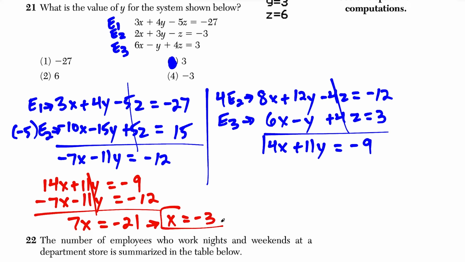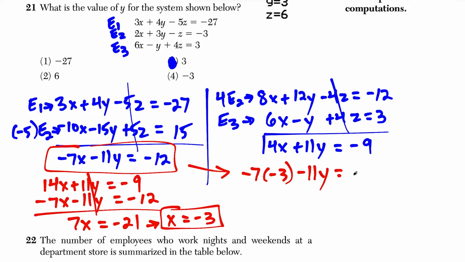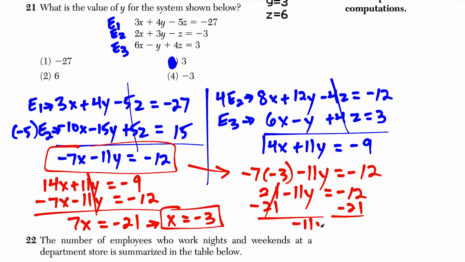And then once we have our x value here, we could plug into any one of these equations to solve for y. I'm going to plug into this one over here. So this one I plug in, we have negative 7 times negative 3 minus 11y equals negative 12. And this gives us 21 minus 11y equals negative 12. And then from here, I could just do the algebra. So I'm going to go minus 21 on both sides. And after this, we have minus 11y equals minus 33. And if we divide both sides by negative 11, y is equal to positive 3. Okay, so y equals 3 is definitely good. Choice 3 is our answer.